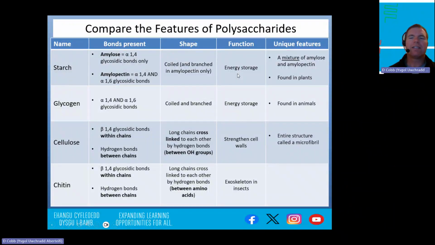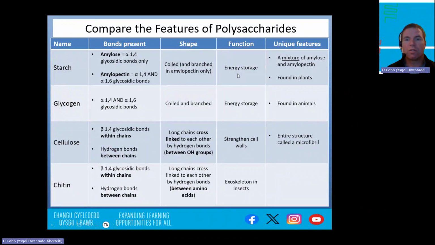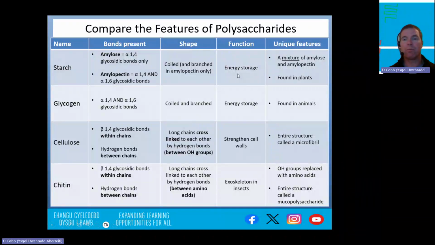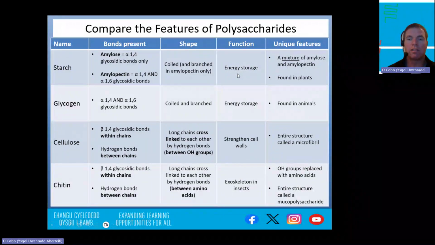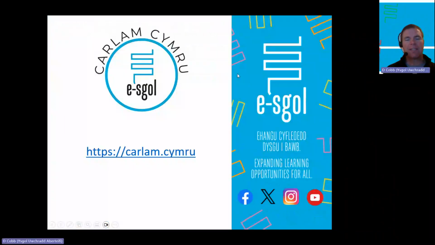For cellulose, I could say found in plants, but I think the key here is that the entire structure is called a microfibril. And chitin is referencing the idea that the OH groups found in cellulose are replaced with amino acids. That's what makes it chitin, and the entire structure is referred to as a mucopolysaccharide. So, a nice little summary of the key features of the different polysaccharides. I hope you found that useful.